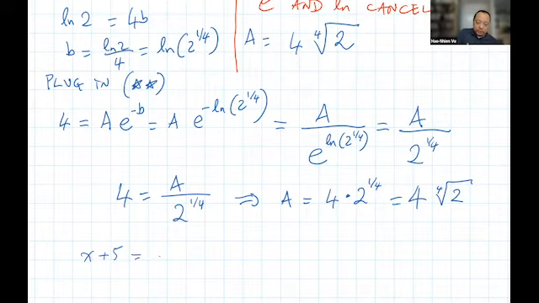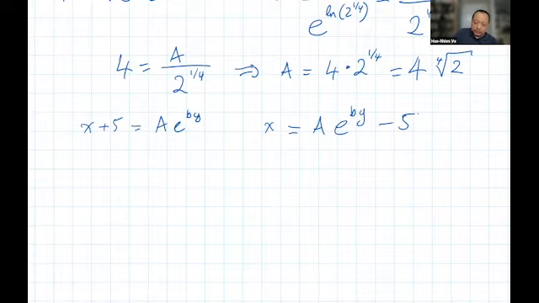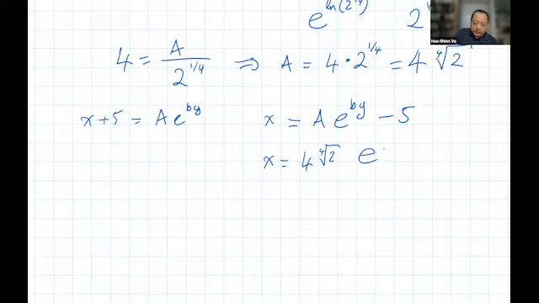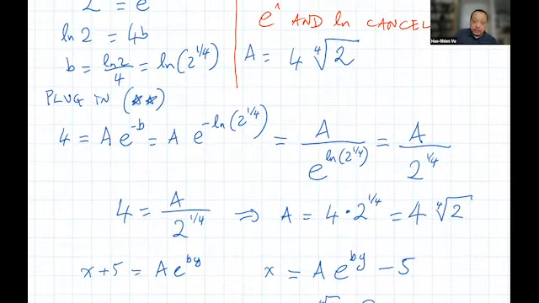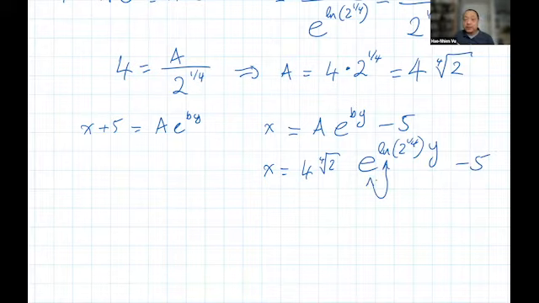My equation is x plus 5 is equal to A e to the b y. I plug in the b. I'm going to move the plus 5 to the other side. I'm going to subtract 5 from both sides. A e to the b y minus 5 of x is equal to 4th root of 2 e to the b. B is ln 2 to the 1/4. Y minus 5. Oh, look, there's e to the power and there's ln. They should cancel.